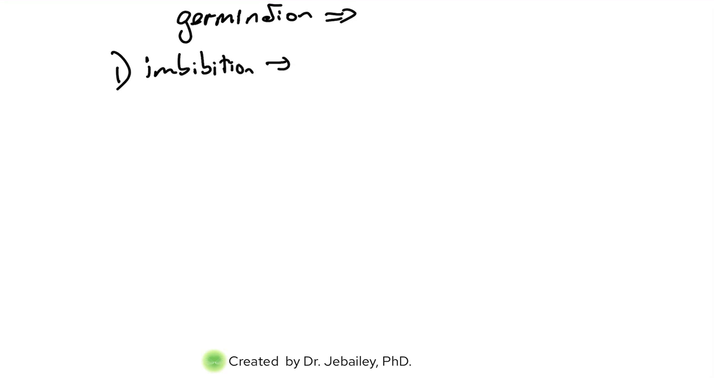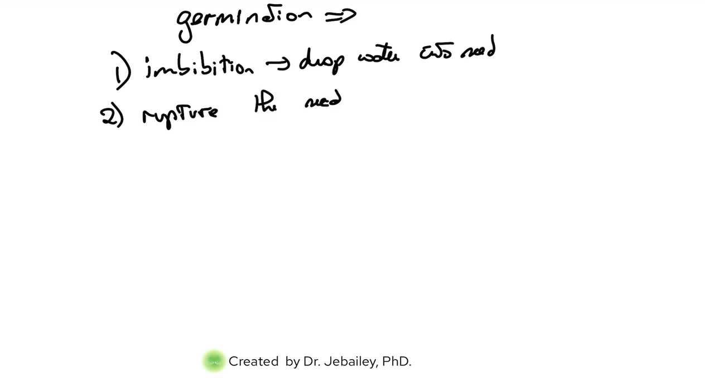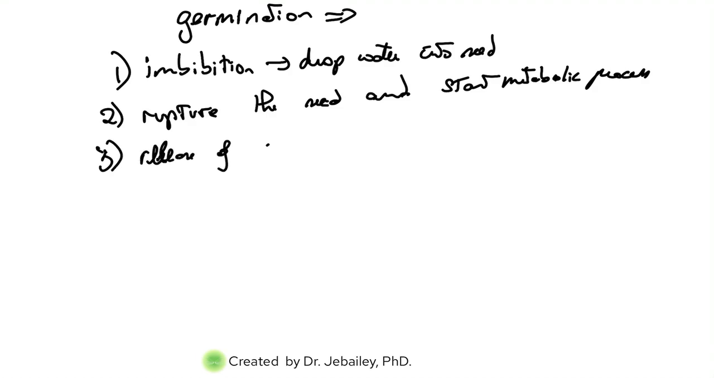So if you ever had to write this in the test, when they ask you to talk about germination, so you have to write in the germination essay, here are the steps. The first step is imbibition, which basically means it's a drop of water into the seed, right? Now, what would that do? That would rupture the seed, and that will start the metabolic process. Step 3, that will cause the release of gibberellin.